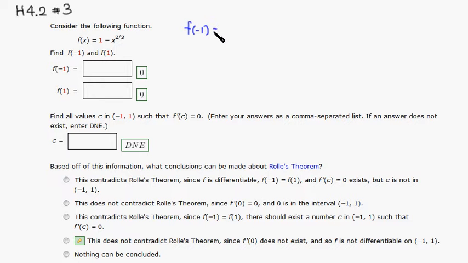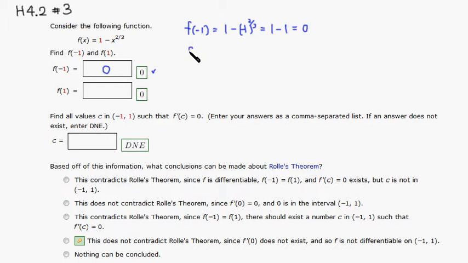So this is equal to 1 minus (-1) to the 2/3 power. Since there's a 2, you square this first, so it's going to be +1. Then take the cube root, so we get 1. So it's 1 minus 1, which is 0, and that is the answer here.